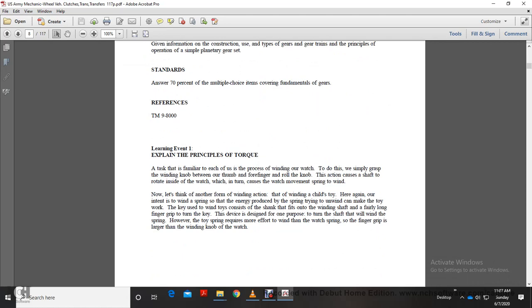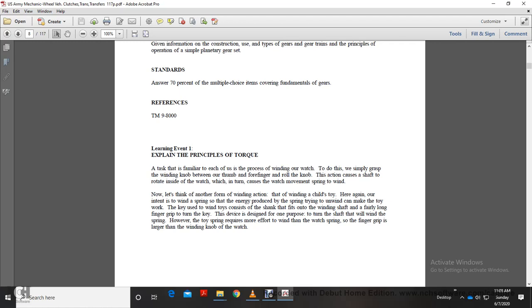We are all familiar with the process of winding our watch. To do this, simply grasp the winding knob between our thumb and forefinger and roll the knob. This action causes the shaft to rotate inside of the watch, which in turn causes the spring to wind. Let's think of another form of winding action, the winding of a child's toy. The spring trying to unwind, with the energy produced, can make a toy work. They can be used with winding toys where the key fits into the winding shaft, with a fairly long finger grip, to turn the key. The device is designed for one purpose.